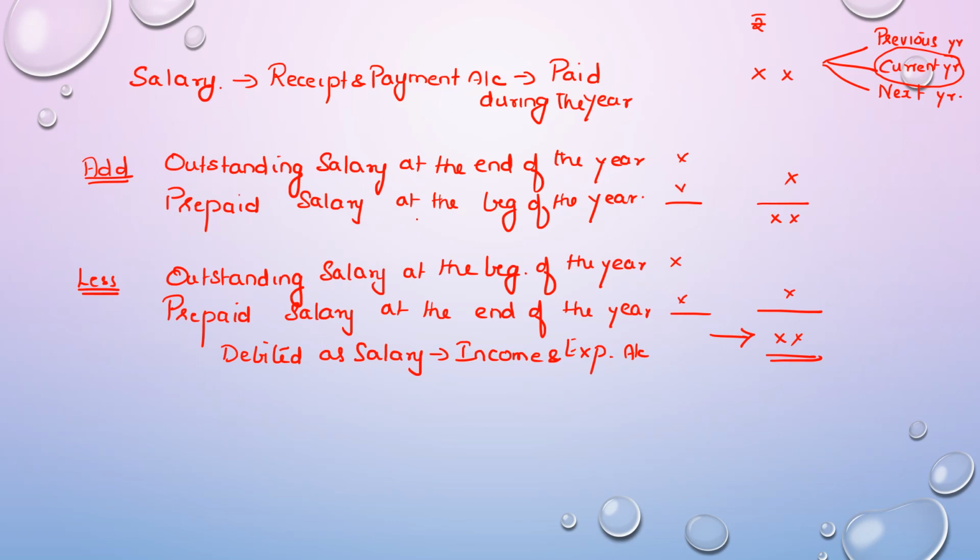Same way, there might be some salary which is paid in advance in the beginning of the year, that is on 1st April of the current year, there might have been some salary which has been prepaid. Means last year they paid in advance related to the current year. So that has already been paid in the previous year, so it wouldn't have come in this paid amount. But it is the expenditure of the current year. So we add that amount too, so that it gets included and comes into the expenditure of the current year.